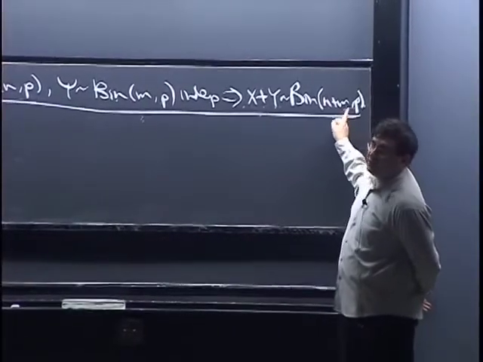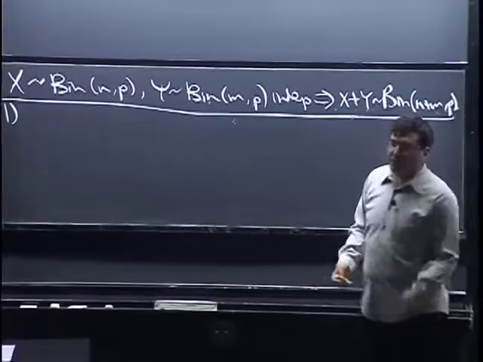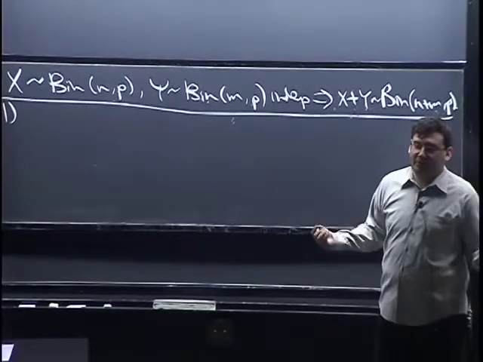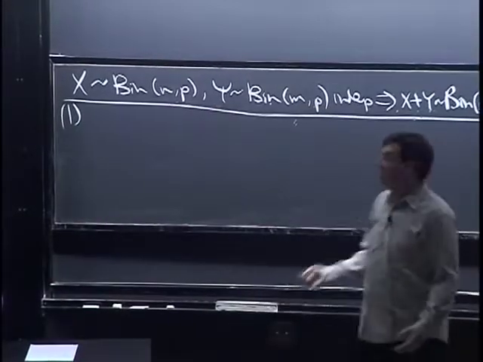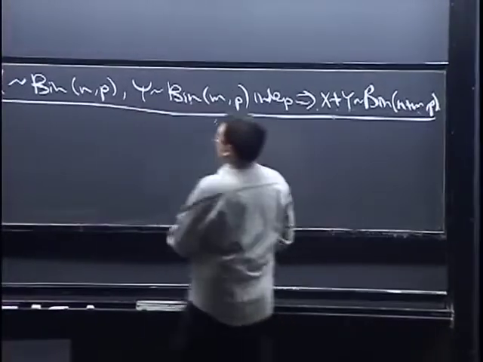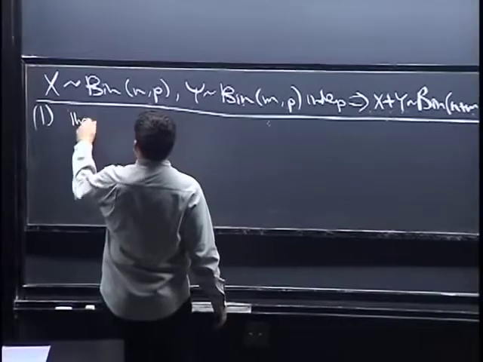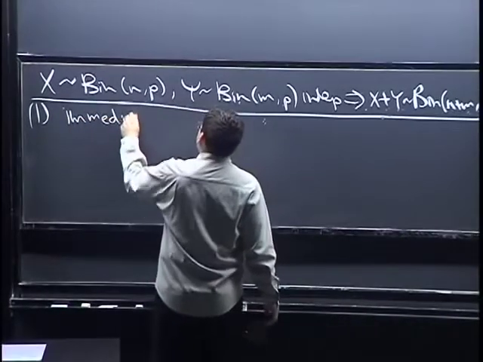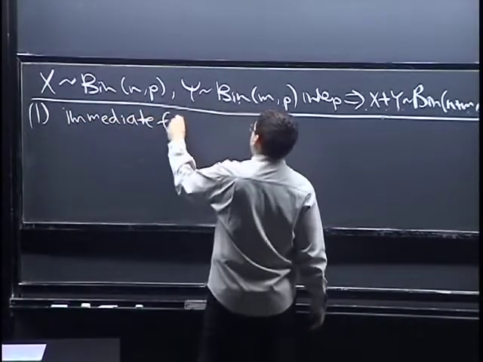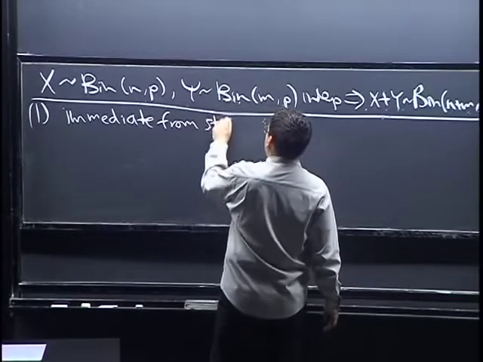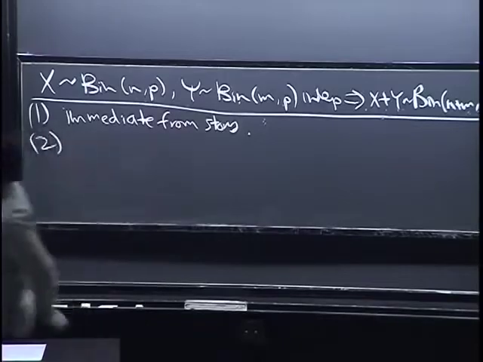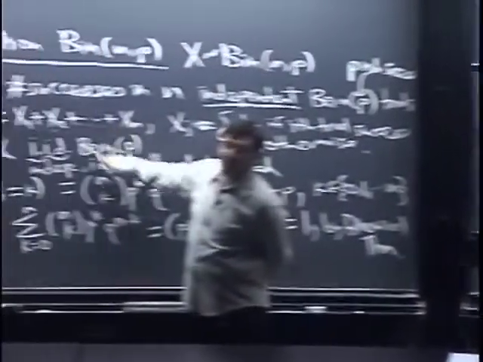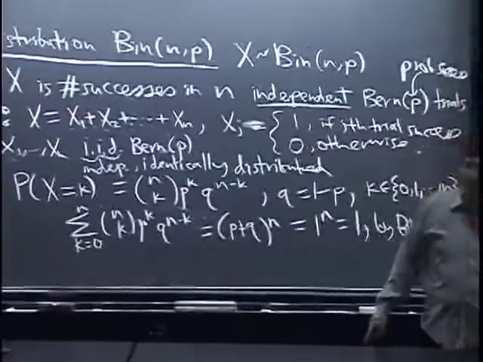Each trial has probability of success p. And so what's the number of successes? Well, just add up this number of successes plus this number of successes. That's the number of successes, so it's binomial n plus m, p. Okay, so that's what I did at the end of last time. That's just immediate from the story. We don't have to write any algebra or anything like that. But I think it's helpful to also see how this would work from the other two perspectives, which we didn't do last time.